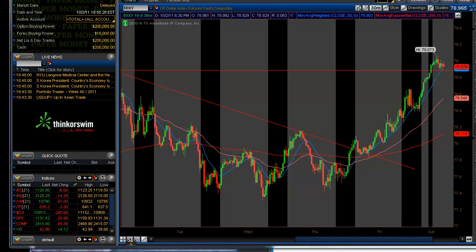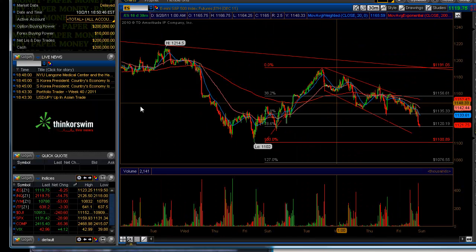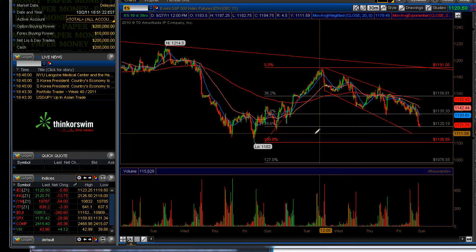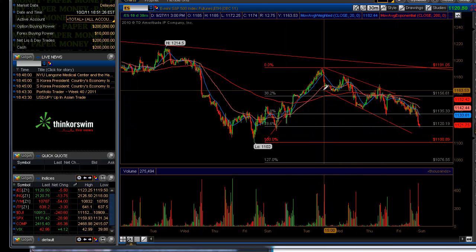So it looks like we're starting to form a bit of a handle here, which would be interesting to say the least. Okay, so let's take a look at that. Let's take a look at the ES again. And we paused right at the 786 level. Let's zoom in a little closer. This is the downtrending channel that I was looking at last week.